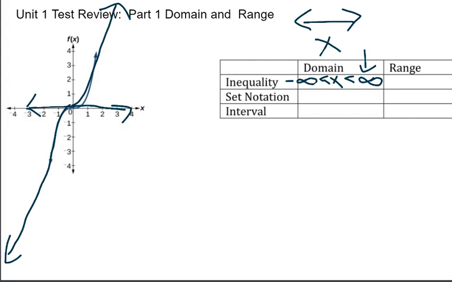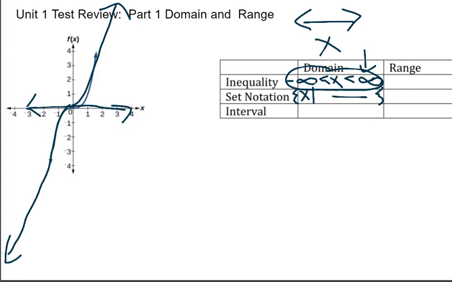All right, for set notation, the only thing you need to do is add the little curly brackets and the x bar. Other than that, you just copy this and put it right in there. So add the bars, the brackets, and the x bar. That's it.